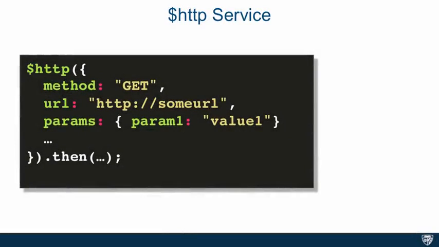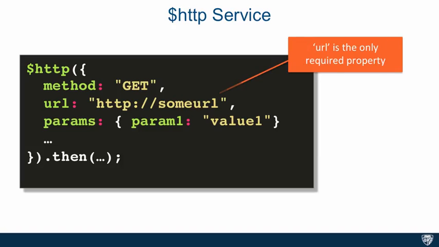Calling HTTP service is very simple. The HTTP service is itself a function, so you can actually call it directly. It takes just one argument, a configuration object, which Angular expects to have some predefined properties such as method, URL, and so on. As I mentioned, it returns a promise, so that's why you can invoke the familiar then method. The only required property of the configuration object is the URL. If the method property is not specified, the HTTP method get is assumed.